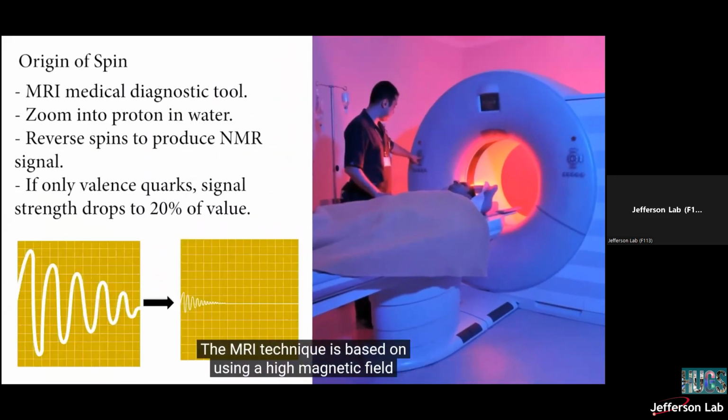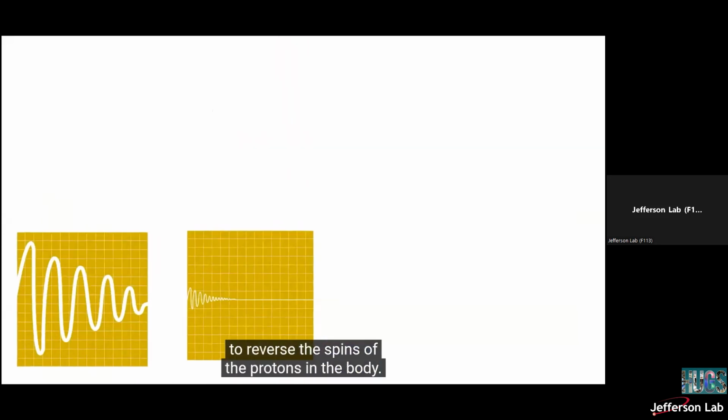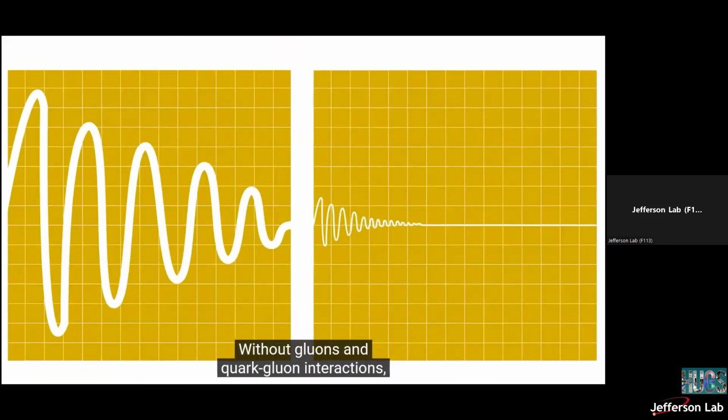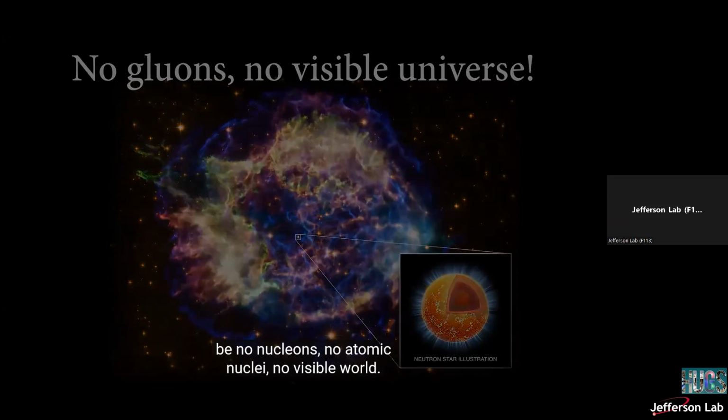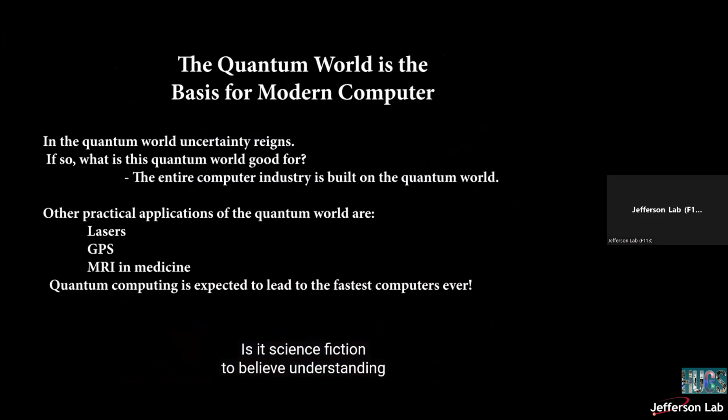The MRI technique is based on using a high magnetic field to reverse the spins of the protons in the body. Without gluons and quark-gluon interactions, the signal strength would drop to 20% of its value. Indeed, without gluons, there would be no nucleons, no atomic nuclei, no visible world. Is it science fiction to believe understanding this miraculous quark-gluon structure of nuclei can lead to 21st century applications?